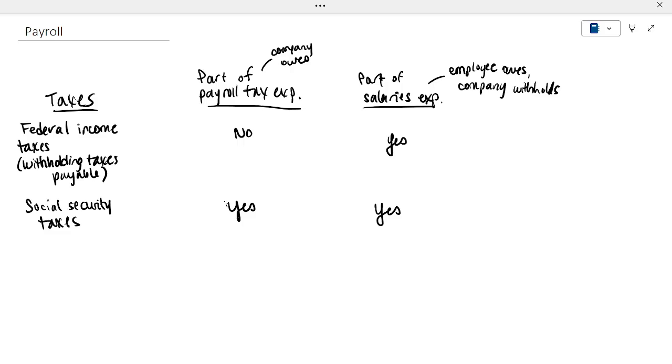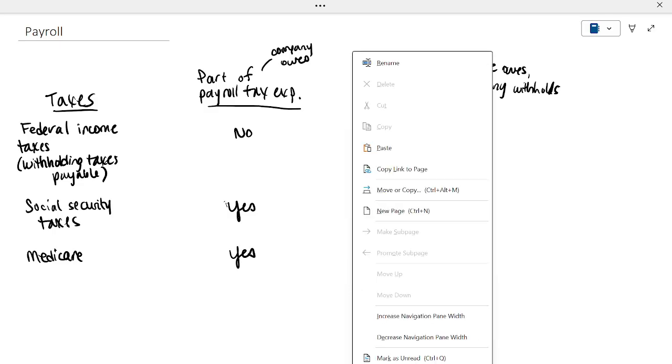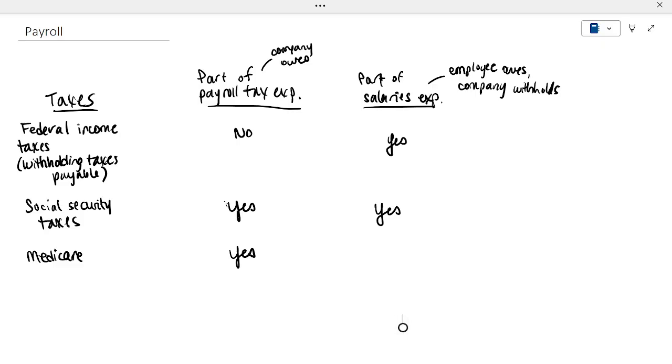Similar to Social Security taxes, Medicare. This is going to fund health insurance for people over 65 and disability. And just like Social Security taxes, the company is responsible for it and the employee is also responsible for it. 2 more taxes we need to worry about.